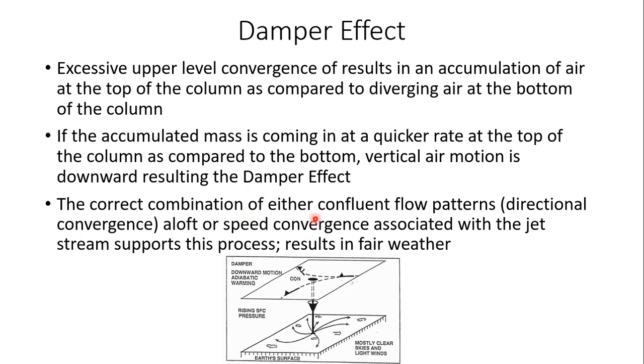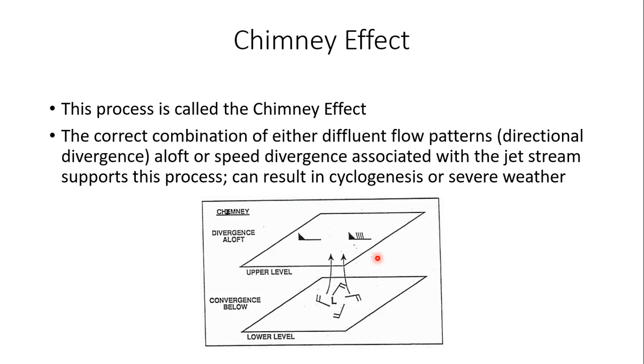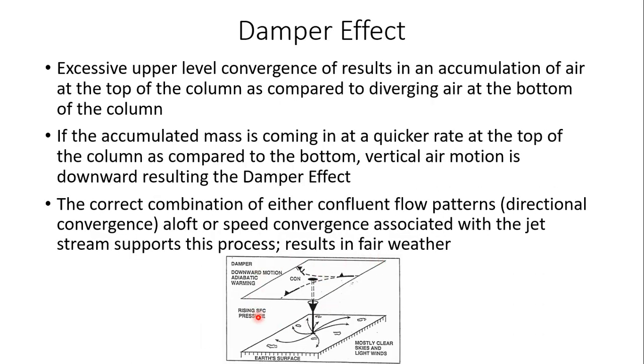The correct combination of either confluent flow patterns, that's due to wind direction coming together, directional confluence aloft, or speed convergence associated with the jet stream, those jet streaks again, this supports the process, and results in fair weather. So damper effect, think fair weather, and for chimney effect, think a storm or bad weather. So let's take a look at this diagram at the bottom.